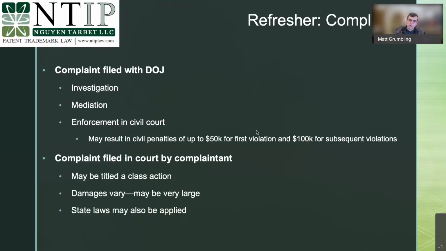Again, state laws may also be applied, and so if you're sued in state court, you may end up having to answer to those charges as well. The big one here is attorney's fees. One of the inducements for lawyers to get involved in these kinds of suits is the award of attorney's fees. Now, the American rule is generally that each side pays its own attorney fees. And that's almost always the case, except where the law provides otherwise.